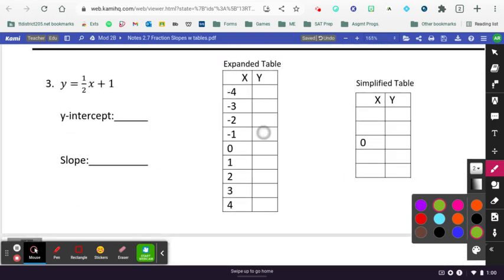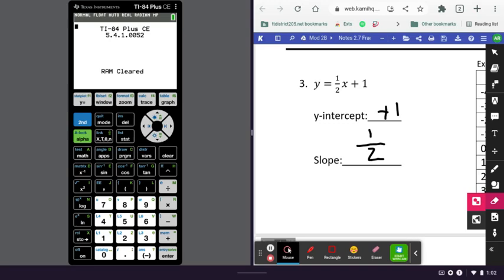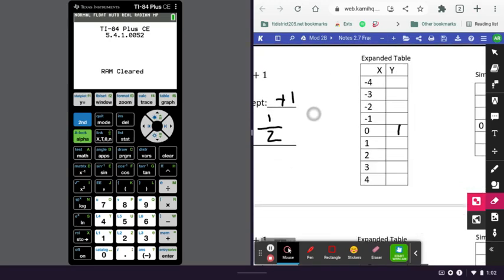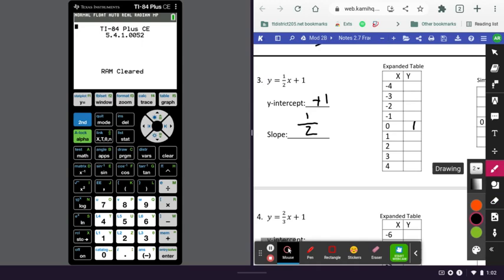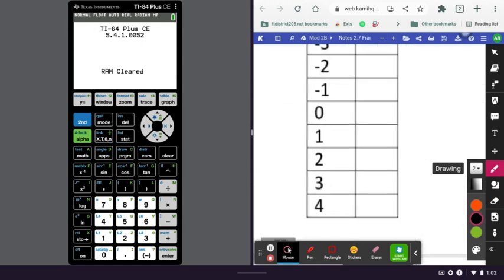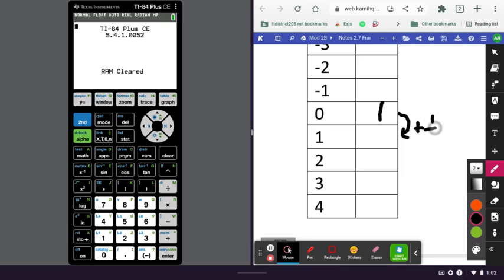So we have y equals 1/2 x plus 1. So our y-intercept is that positive 1. So I have a 1 for my zeros here. My slope is going to be 1 over 2. So what's going to happen is we're going to take our calculators. Now that I have the calculator pulled up, this 1/2 is our common difference. So this is the math that we're going to do down our table, right? We're going to add 1/2.